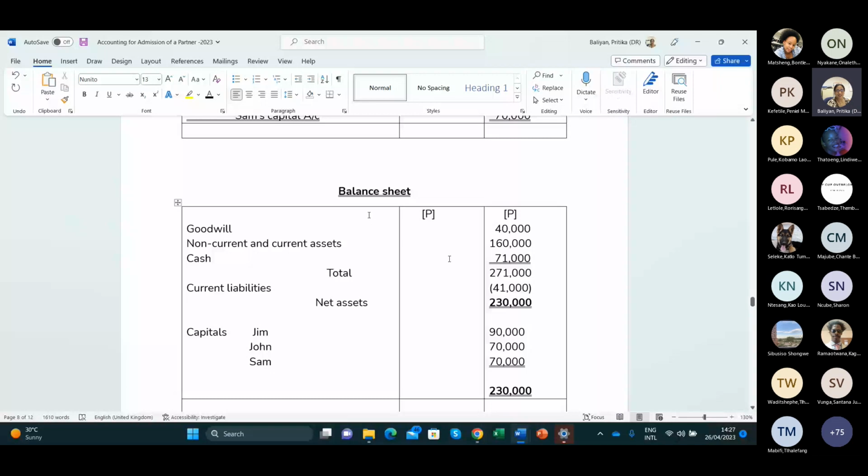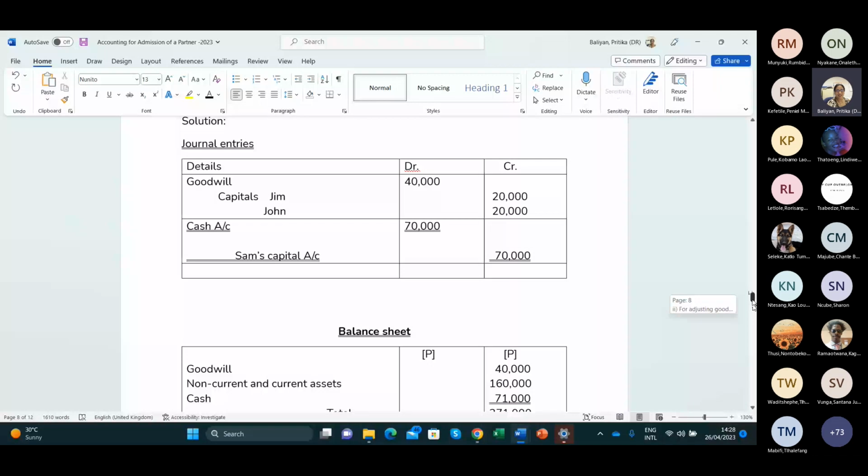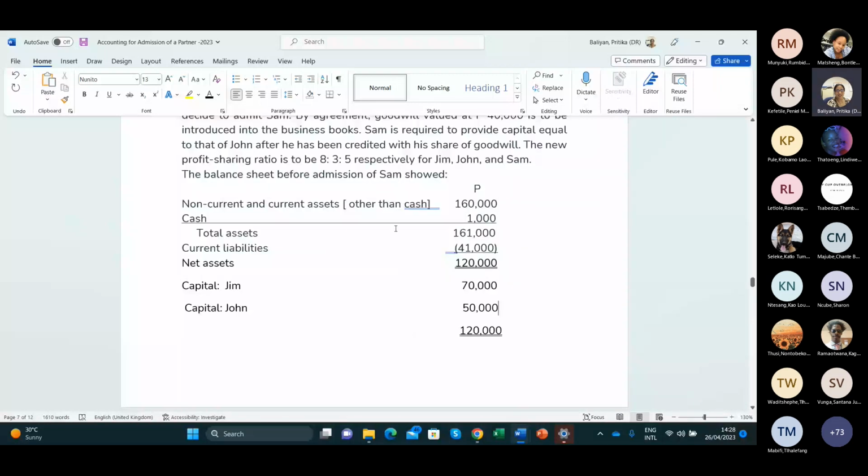Then cash has become 71,000. Do you know how the cash has become 71,000? No, ma'am. Previously the cash was how much? Before the new partner joined, how much was the cash? Let me show you. It was 50,000, cash in the books of account previously.